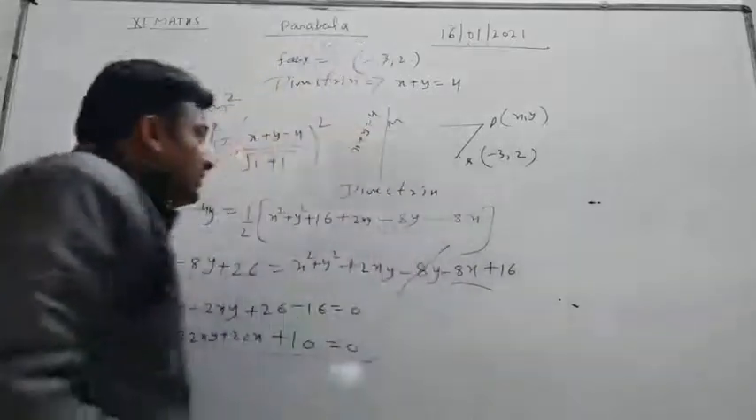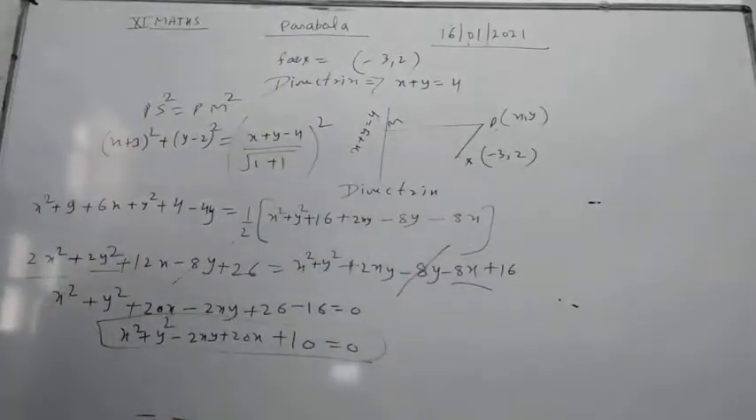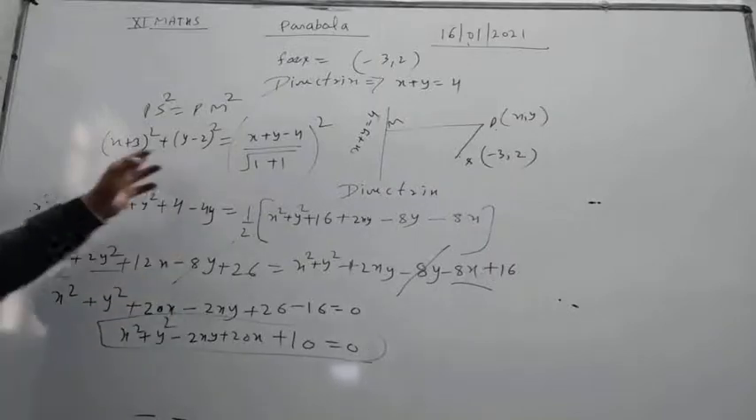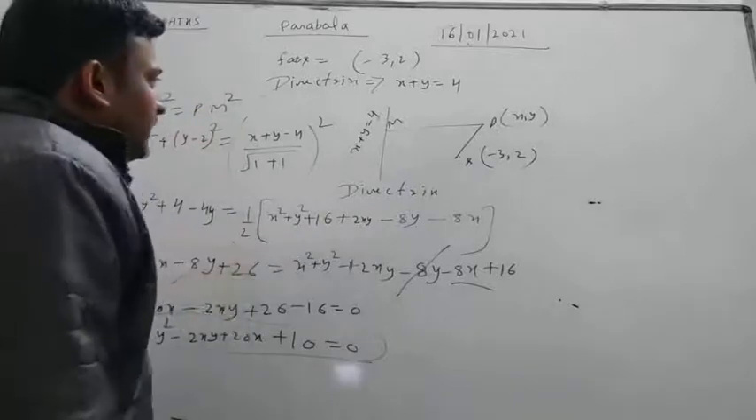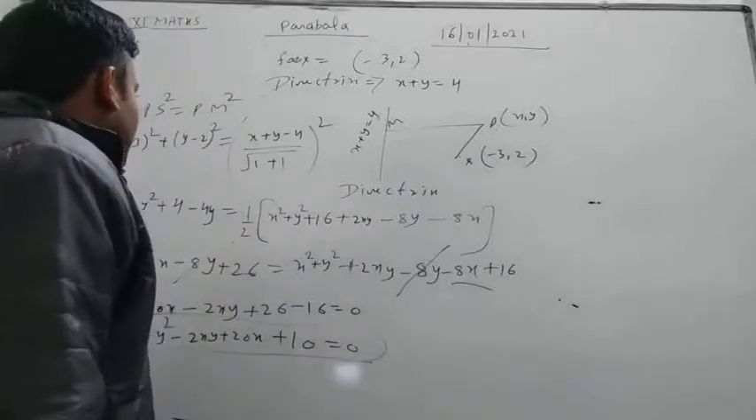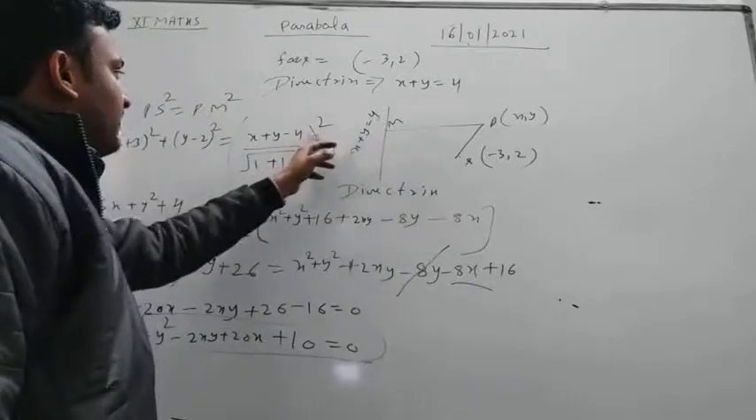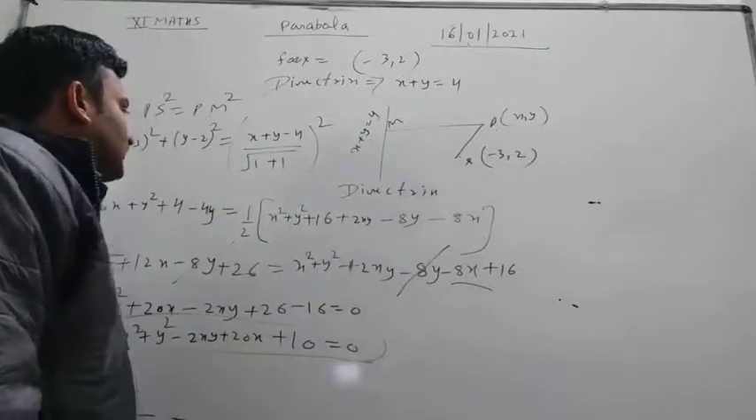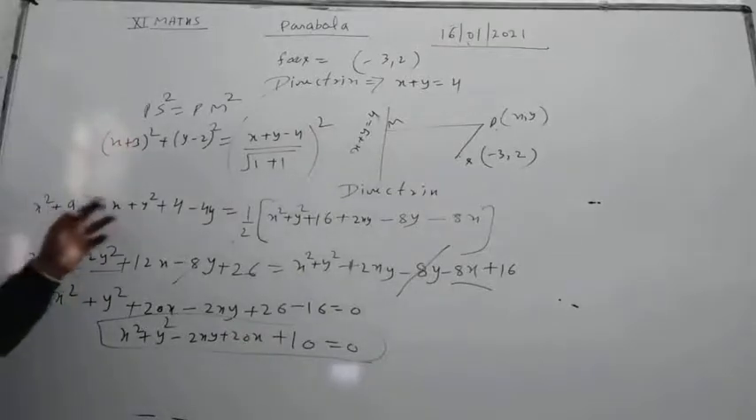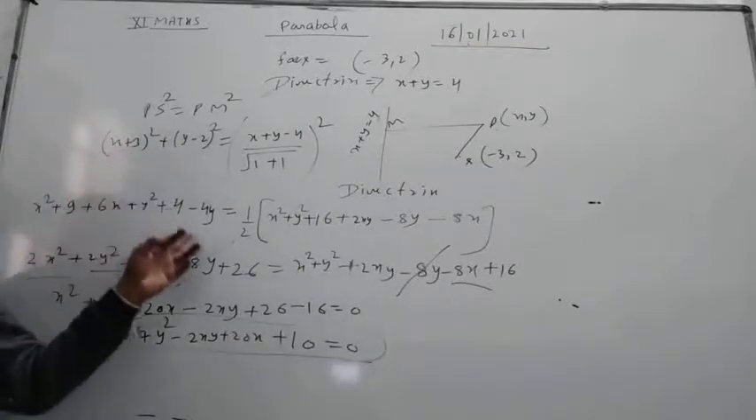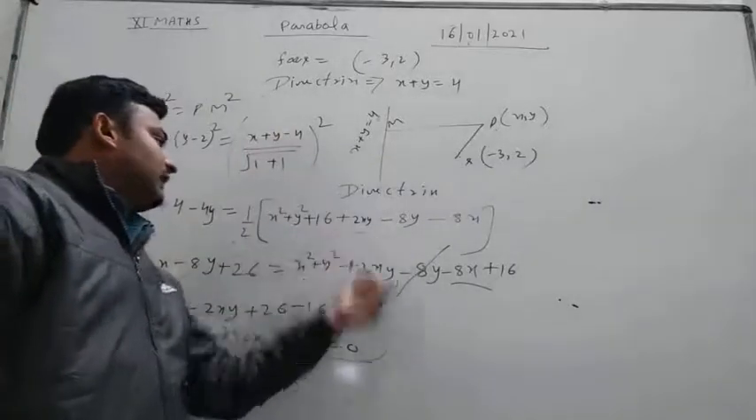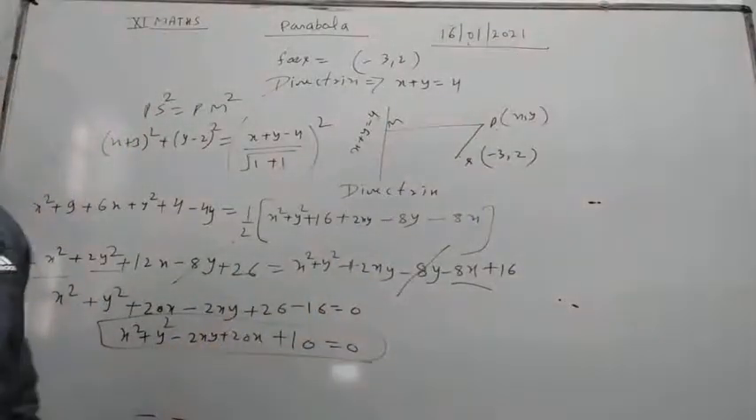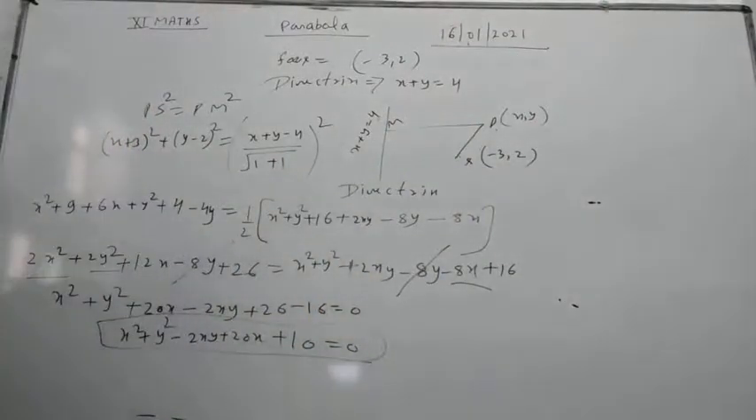Now we know that PS is equal to PM, so PS square is equal to PM square, and x plus 3 whole square plus y minus 2 whole square is x plus y minus 4 by root 1 plus 1 whole square. This is a square plus b square, and this is plus 6x minus 4y. When we expand and solve these questions, we get our result. Now we take another question and solve it.